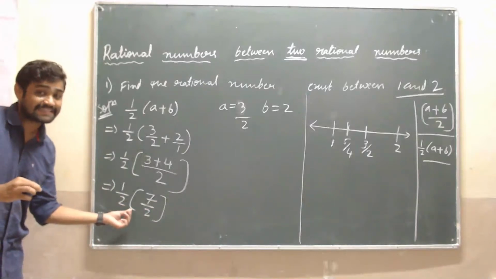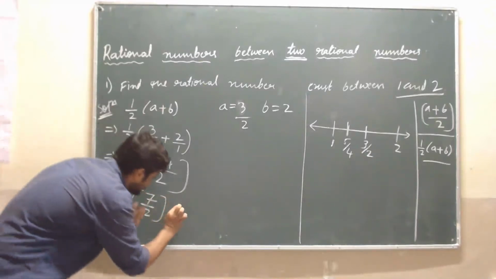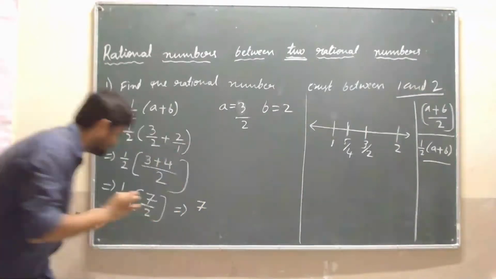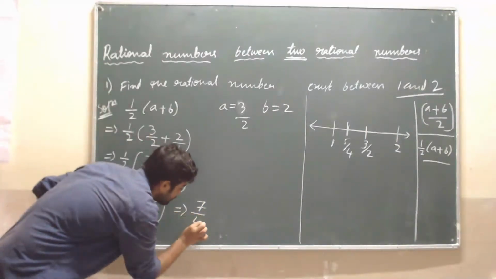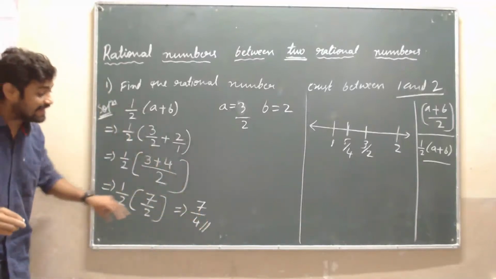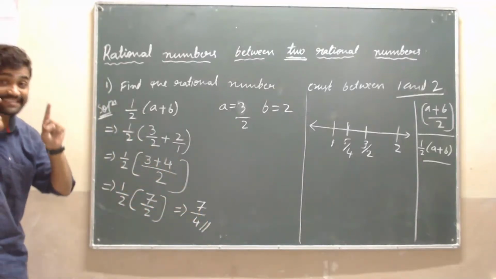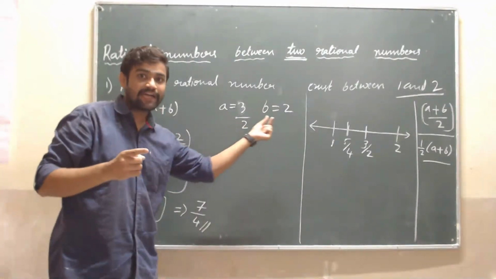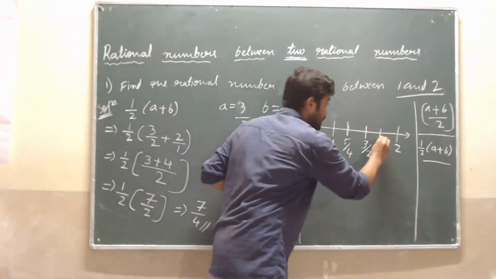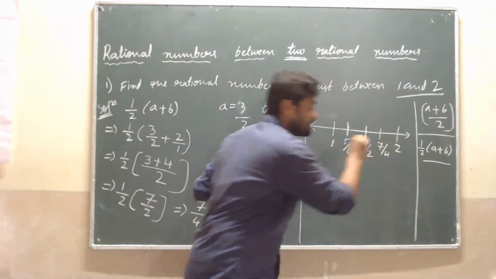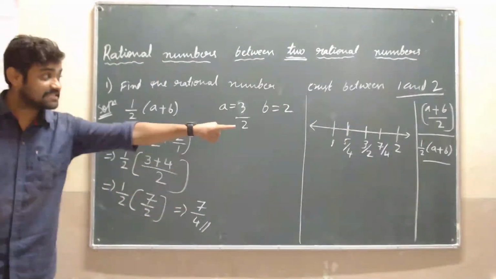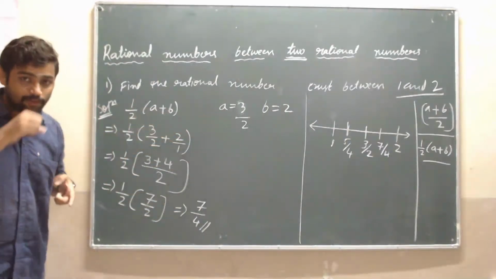This bracket indicates the multiplication. Then we have the solution, that is 1 7s are 7 and 2 2s are 4 and 2 2s are 4, and 7 by 4 is the rational number which exists between 3 by 2 and 2. That is here, that is 7 by 4 is here. Okay, 7 by 4 is between 3 by 2 and 2.